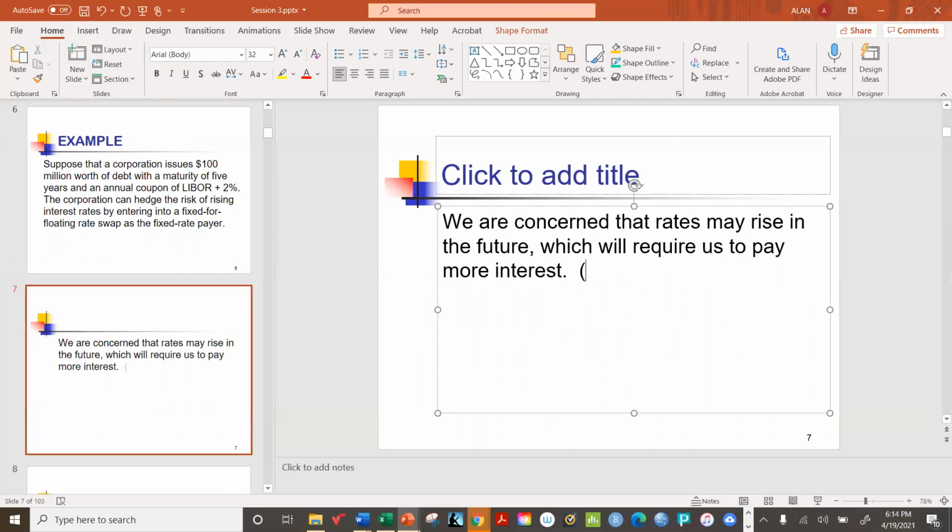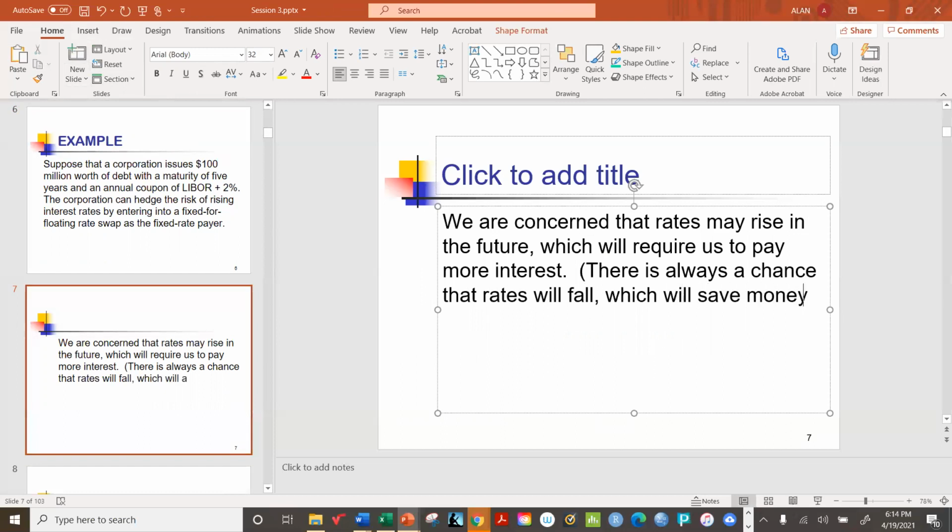Now, of course, there is always, I'll put this in parentheses, there is always a chance that rates will fall, which will save us money, but we don't want to take any chances. So yes, it could go either way, but we're concerned about the possibility of rising rates. Let's say that we have some reason to think that rates are heading up. Suppose we read something written by the chairman of the Fed, Jerome Powell, and we're pretty certain now that he intends to raise rates in the near future.